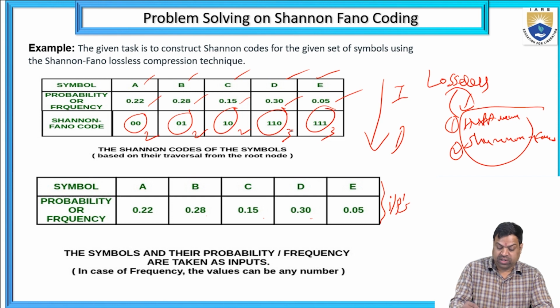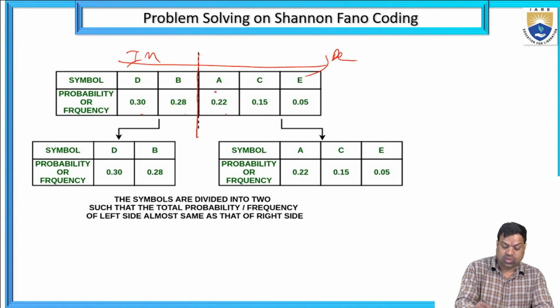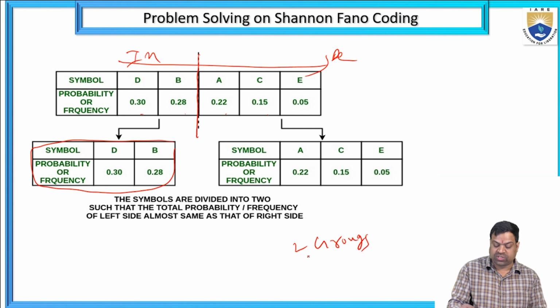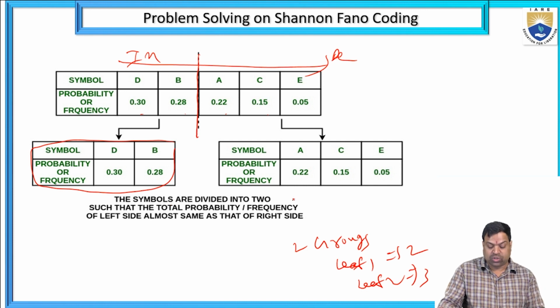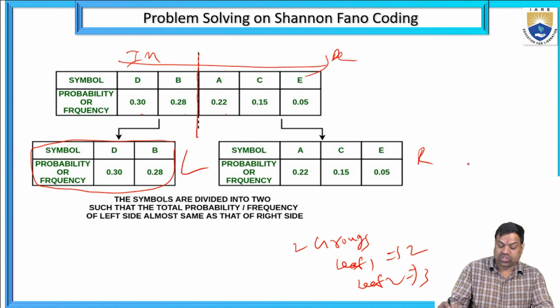How many bits are there in D and B? D is 3 bits, B is 2 bits. So D and B I'm taking separately, and the remaining three separately. The symbols are divided into 2 groups such that the total probability or frequency of the left side is almost the same as that of the right side. So left equals right, almost.